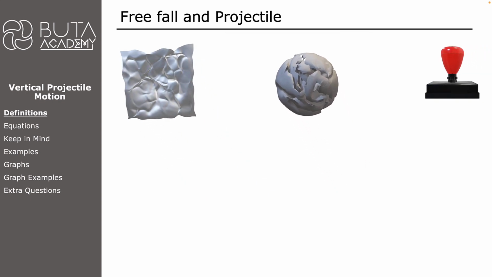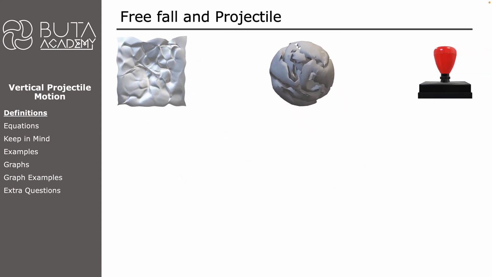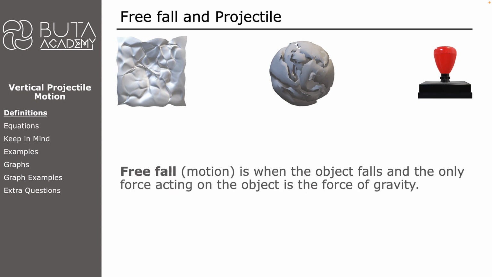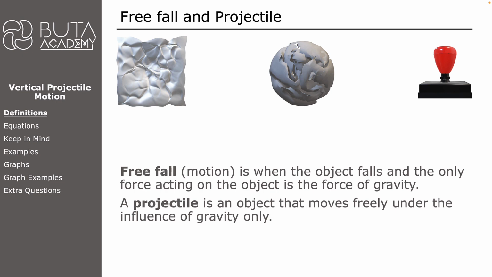In the previous two experiments, objects were experiencing two types of force: force of gravity and force of air friction. In the last example, as there is no air, the only force experienced by the objects is the force of gravity. A motion where the only force acting on the object is the force of gravity is called free fall, and the object which is falling freely is called a projectile.